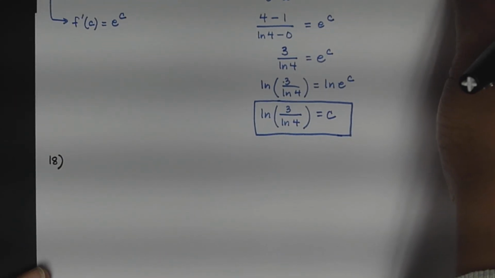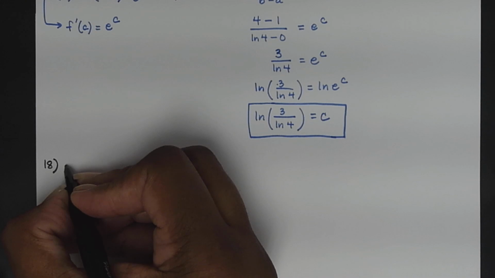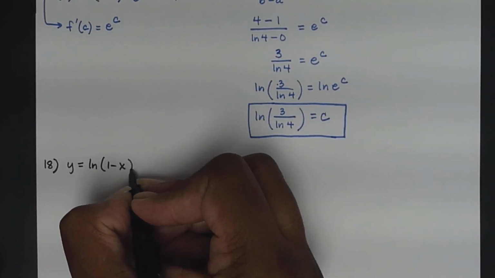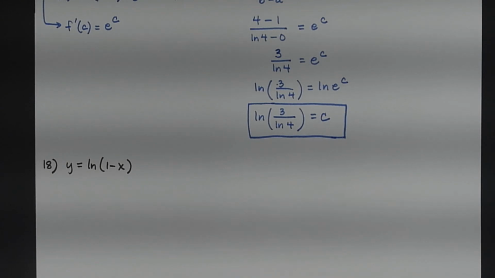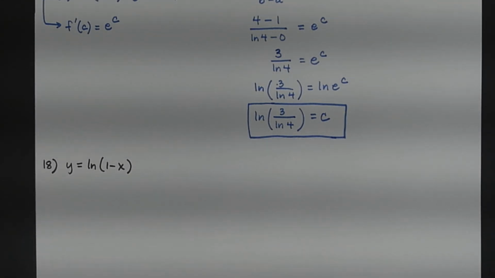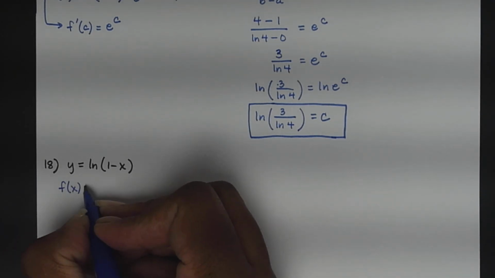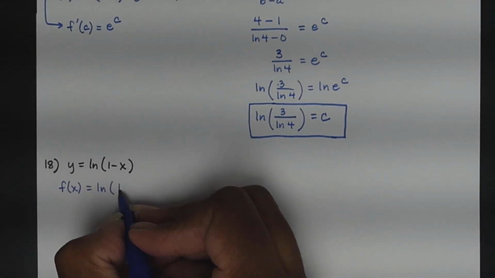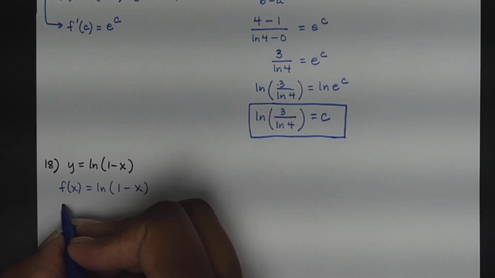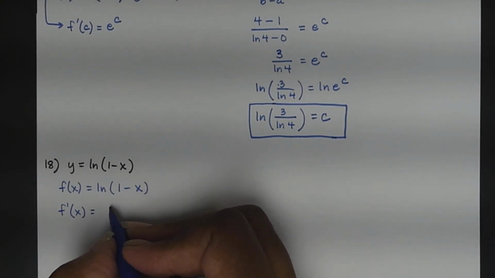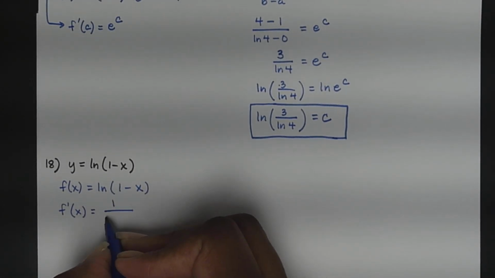So here's what we got. y equal the natural log of the quantity 1 minus x. And I'm going to rewrite this using f of x. So instead of y, I'm going to use f of x. That's going to be equal to ln of the quantity 1 minus x. And then f prime of x would be this. The derivative of the natural log is going to be 1 over the expression itself.